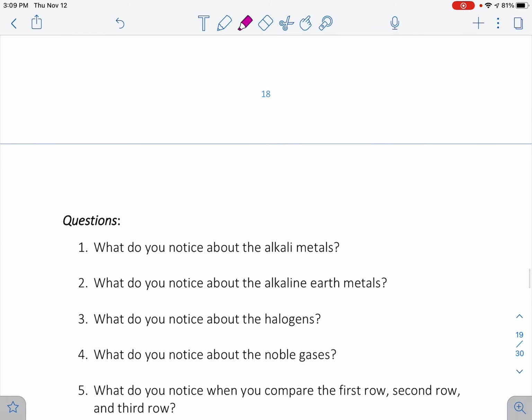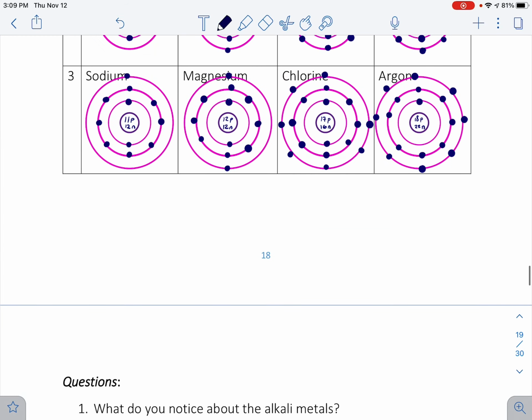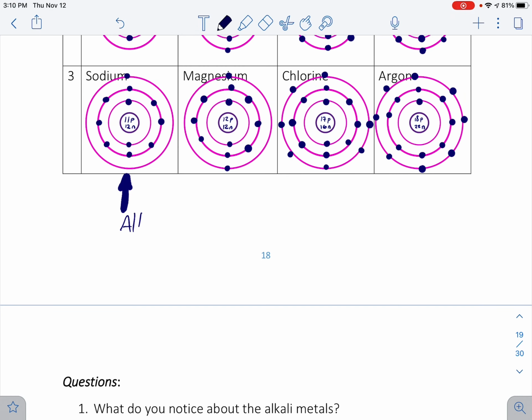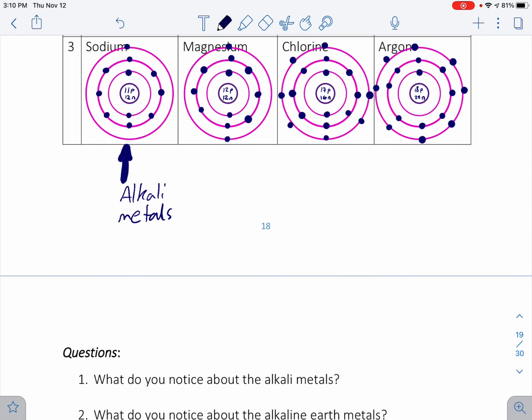So we notice the alkali metals, that's this group here. Oops, let me just change my pen down. So alkali metals. We notice that all have one electron in valence shell.